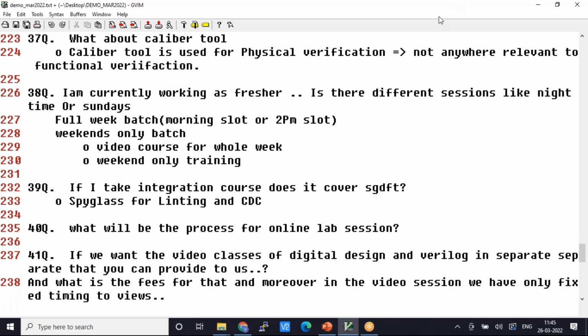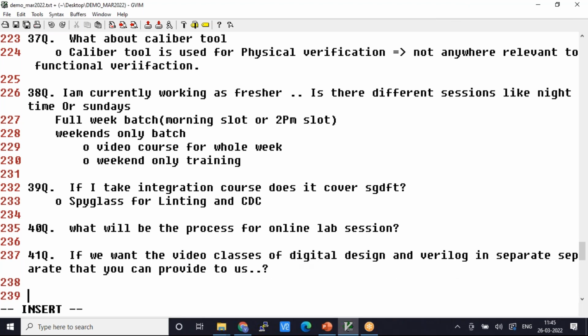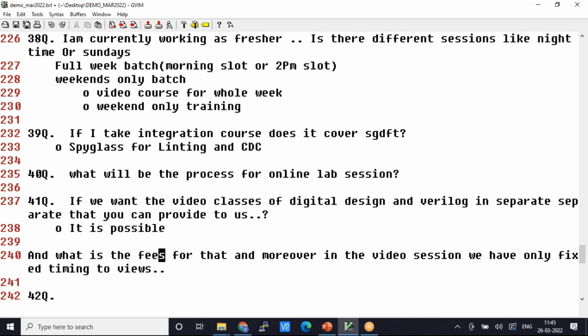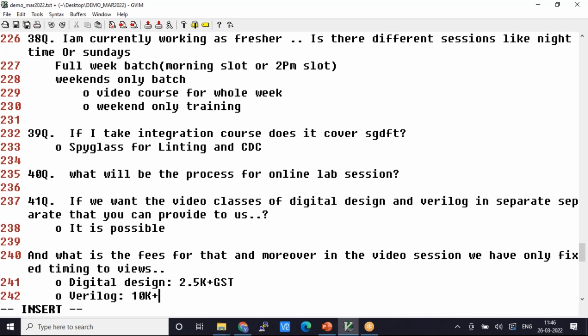Next, if we want video access for digital design and Verilog separately, can you provide that? If you want, yes, it is possible. If someone wants to enroll only for digital design or Verilog, it is possible. And what is the fee for that? Digital is 2,500 plus GST. Everything is with GST. Verilog is 10,000 plus GST.